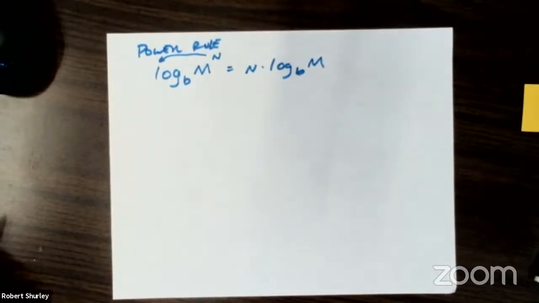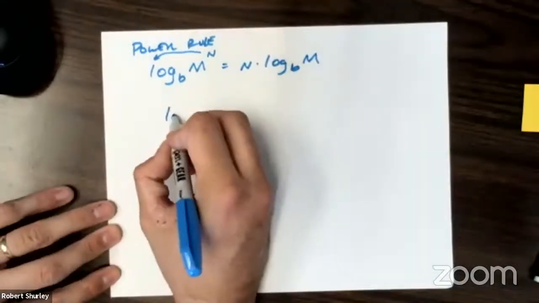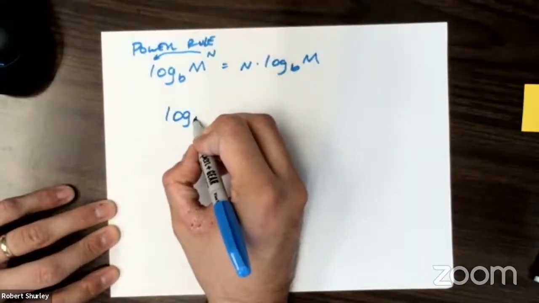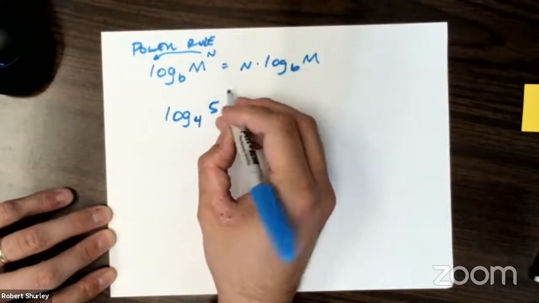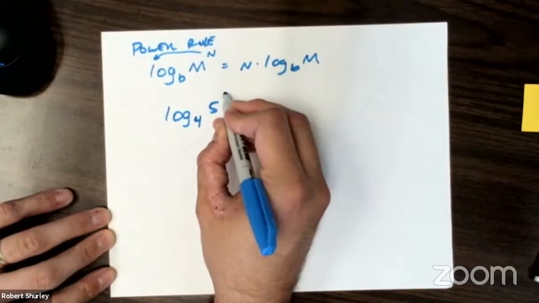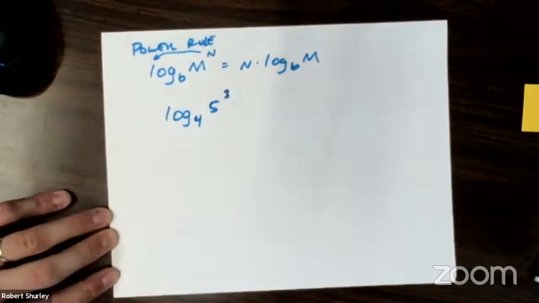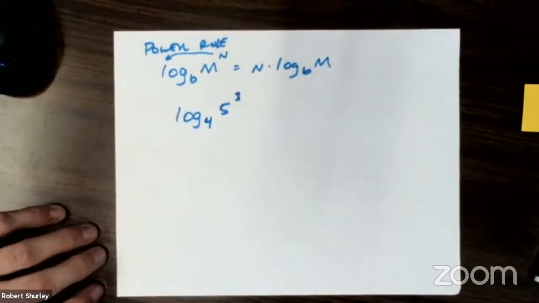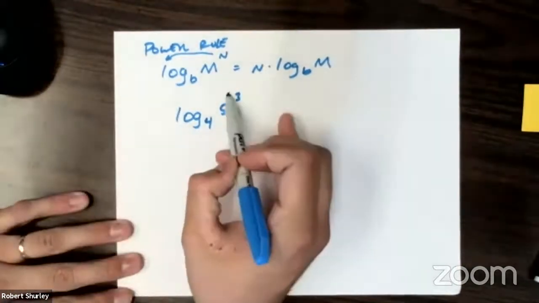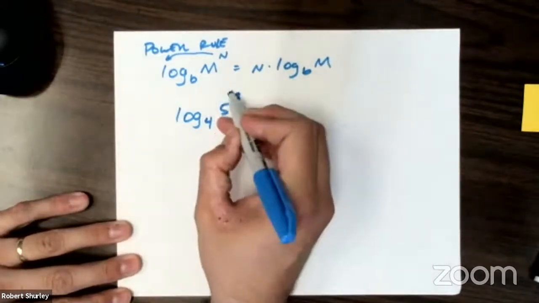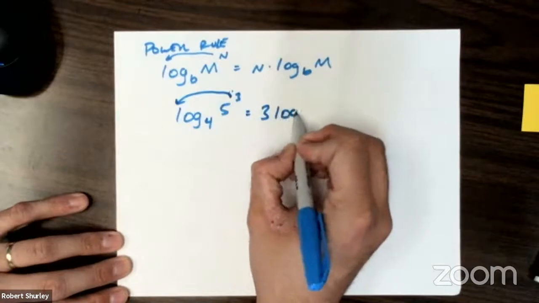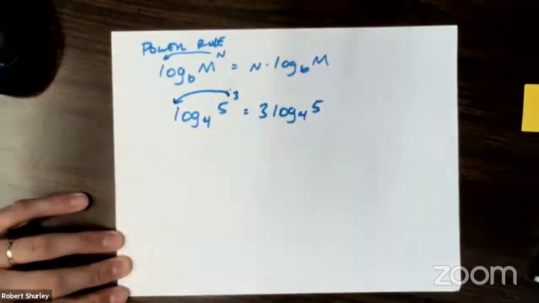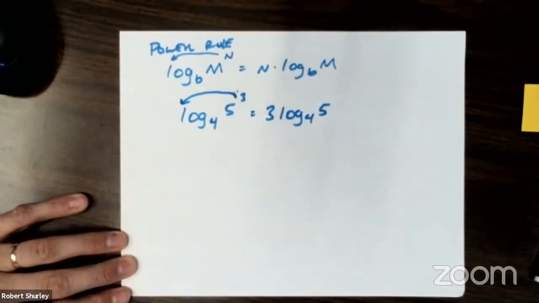So a really kind of basic example would be, let's say we have log base 4 of 5 to the, I don't know, 3rd power. Log base 4 of 5 to the 3rd power. Well, you can bring that 3 out to the very front. So 3 log base 4 of 5. Okay?